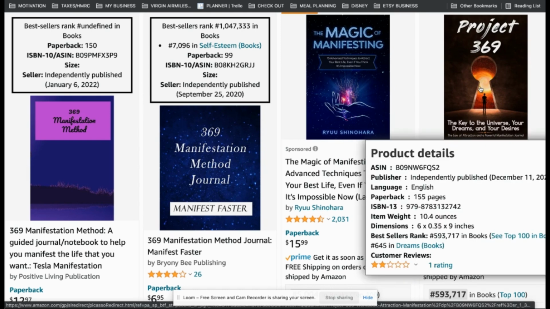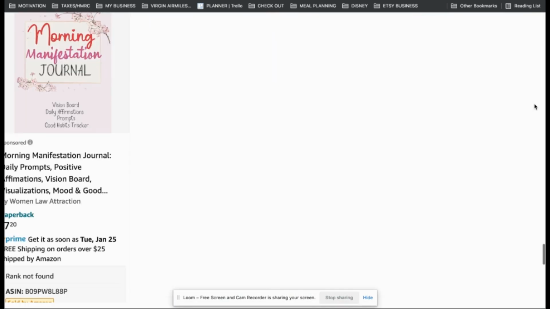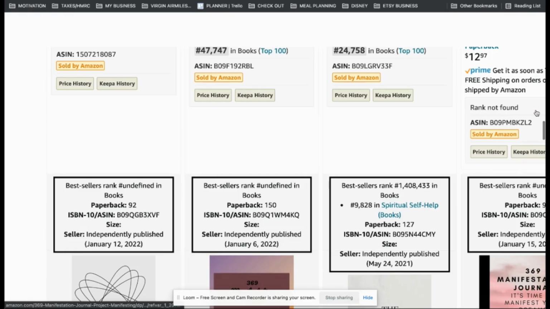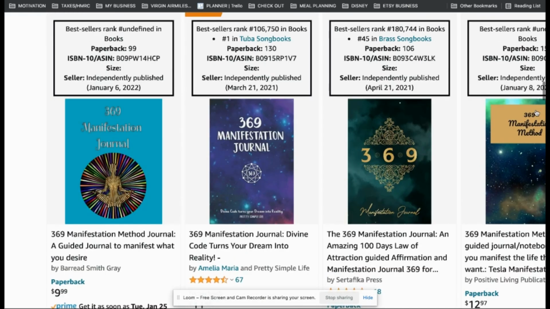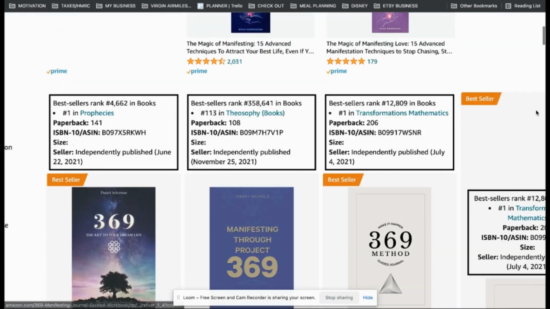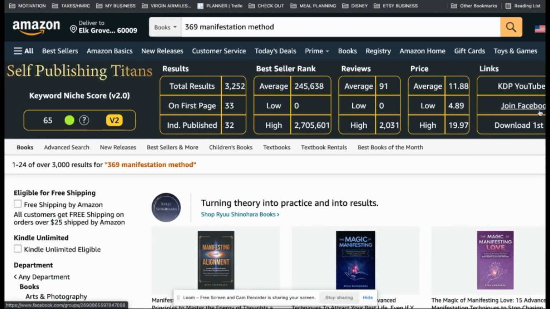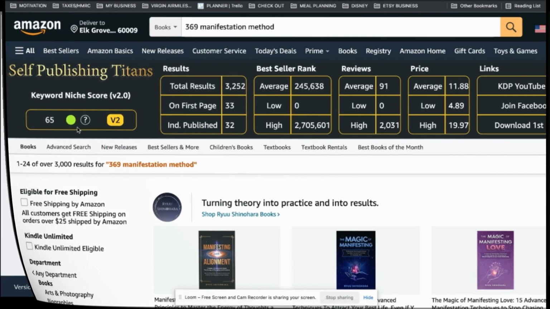When was this published? Yeah, so this was only just published, and it has sold, and it's got a 2-star review. So yeah, look, I think that there's promise in this niche overall. There's lots of different keywords you can target. There's some competition with this 369, but there are other keywords you can go into as well. There are books on the first page that are not selling but are lower quality. And you can also see the niche score has now changed, now that we've gone into books. It's gone up to 65, which is good.